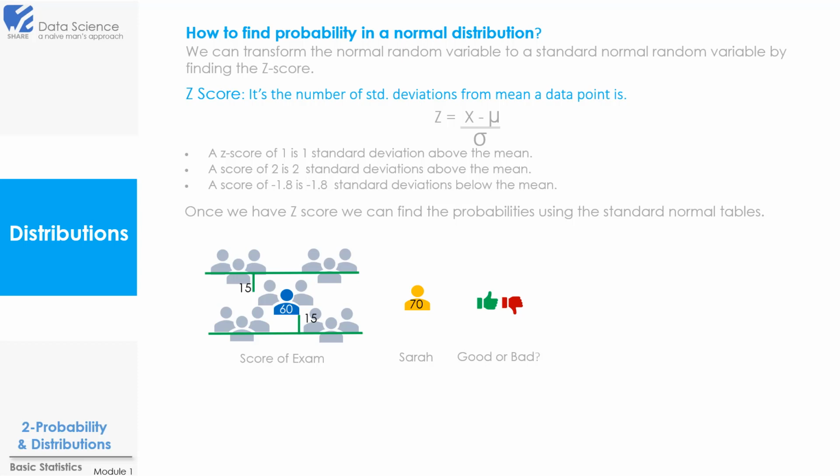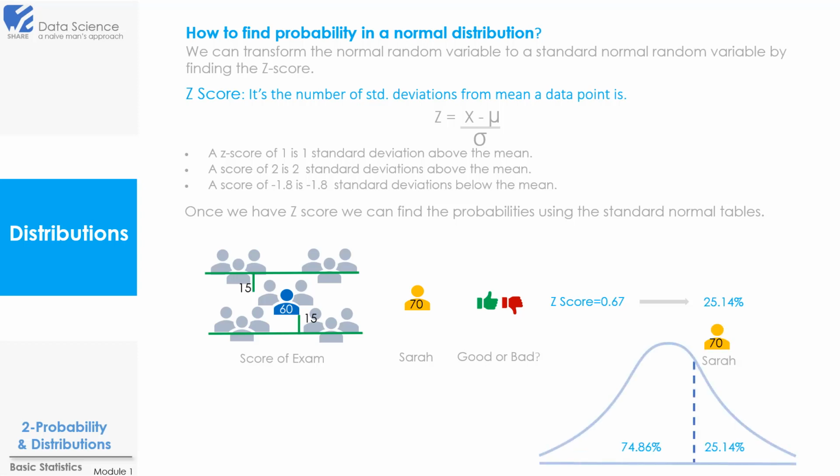So here we will calculate the z-score from the above formula. And let's say it is coming out to be 0.67. And then we can look this value of z-score up in the standard normal table to get the probability. So when we look at the table, we get to know that it is coming out to be 25.14%. Which means approximately 25% of people have scored better than Sarah and approximately 75% have scored less than Sarah. So I hope you can see how z-score makes sense.